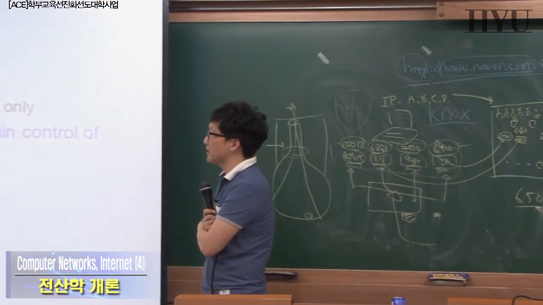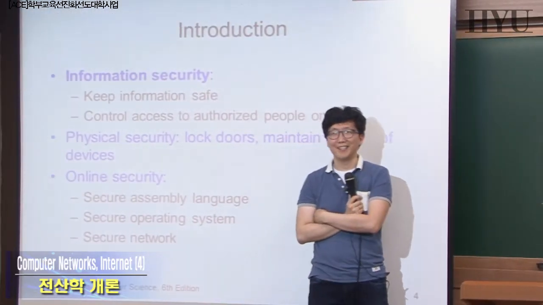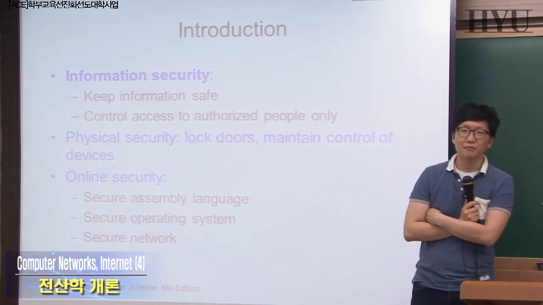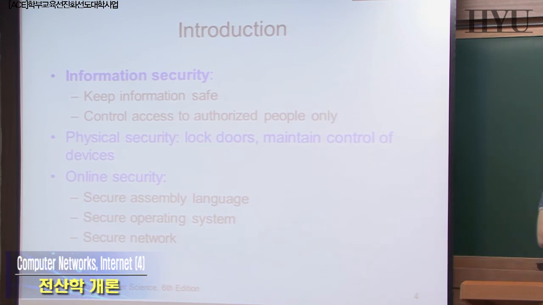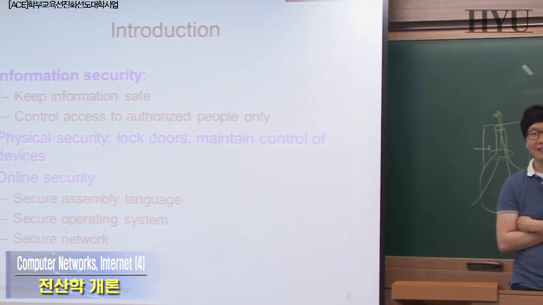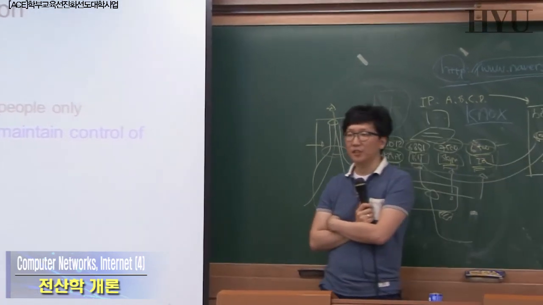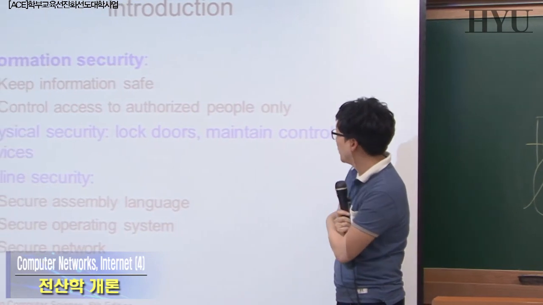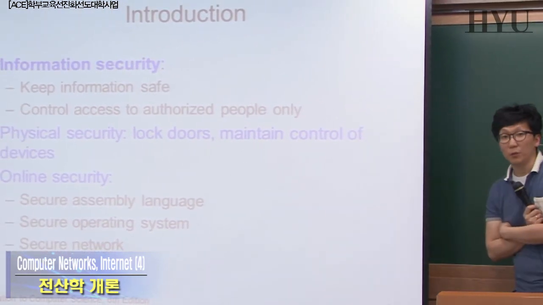Keep your information safe. Control access to authorized people only. iPhone, those stuff. The new iPhone 5 provides biometric sensors. They read your fingerprint to open up the phones. But is it secure? Yes and no. So you usually discuss two things: authentication and encryption, maybe part of it. Physical security: lock doors, maintain control of the devices. Online security: your web browser security.